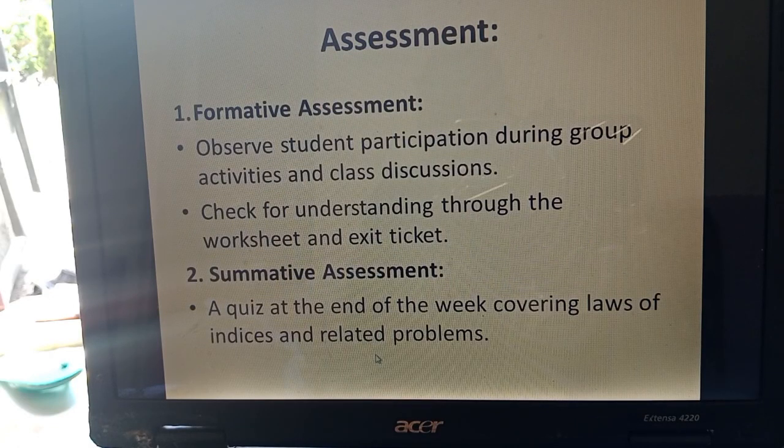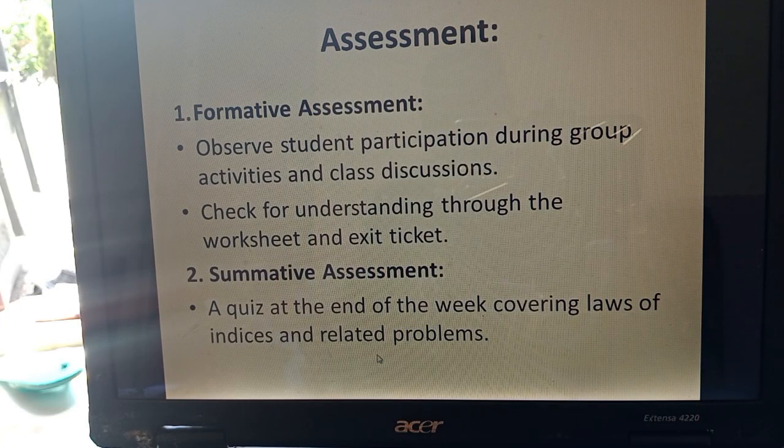After the lesson, you know that we have 2 types of assessments. We have formative assessment, all right? The assessment you give after the lesson, and then you have the summative assessment, maybe at the end of the term, and so on.